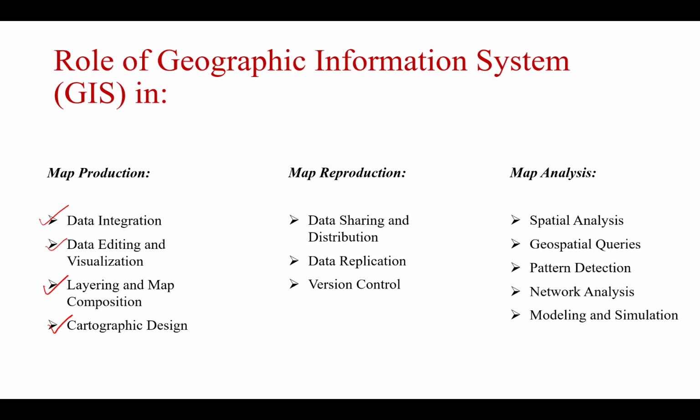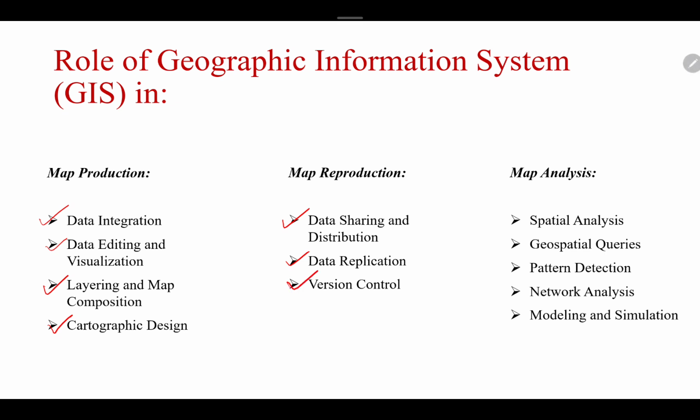Okay. Then we have map reproduction. Here we have data sharing and distribution. Again, this is very easy. I can simply share whatever map I have made through email or by any other electronic means using an internet connection. Then we have data replication. I can copy the data from a website and I can make maps. I can easily make multiple copies of the map, right? I can reduce errors in my map. All of this comes under data replication.